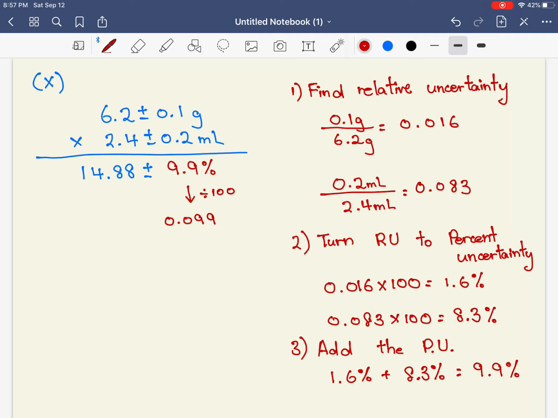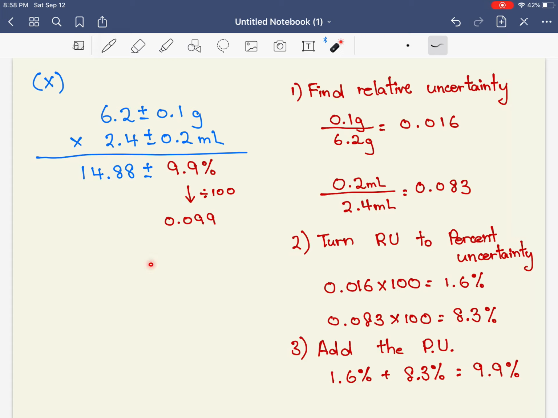So that would be 0.099. Remember, this 0.099 is the relative uncertainty of this value. You see how before we divided this by this to get the relative uncertainty for this value? If we have the relative uncertainty, what would be the uncertainty for this value? The answer is very simple. All you have to do is multiply these two numbers.